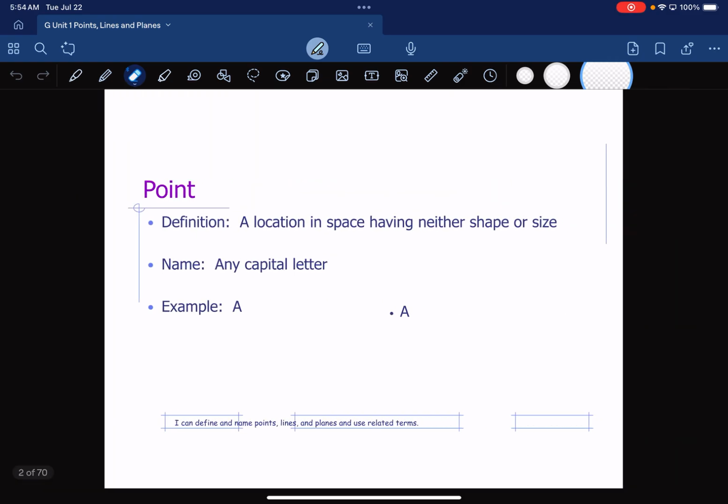So let's just jump right into it. Hopefully you've got your notes each week. You can just print out the notes for the lesson that we're going over that day. Today happens to be 1-1. So we're just going to go through some terms here.